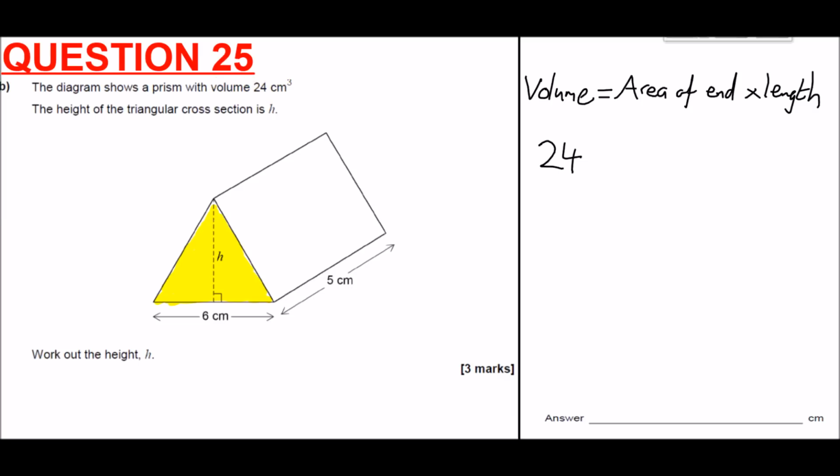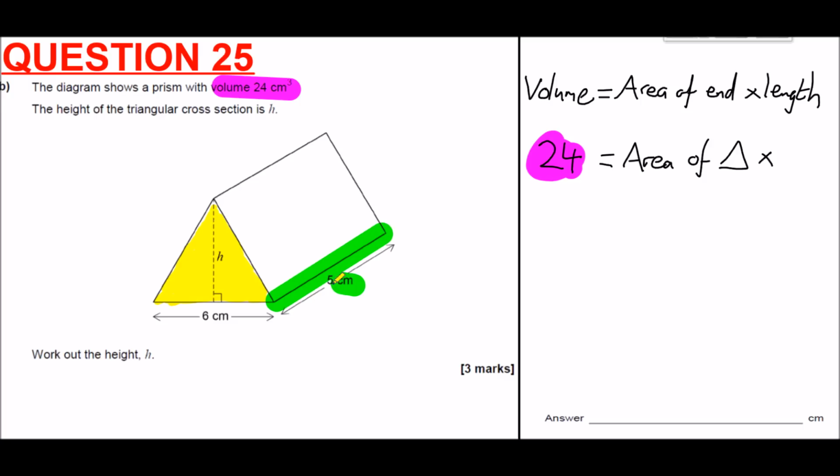In fact, I'll use a different colour than that one. I'll do that in a purple. The volume's 24. And what we need to do is work out the area of the end. Now the end is a triangle, because the end is triangular shape. And we need to multiply that by the length. And the length of this shape, we've been told, is 5. So all we're doing here is just putting numbers into a formula and just taking it step by step. So 24 equals area of that triangle, which we need to work out if we can, multiplied by 5.